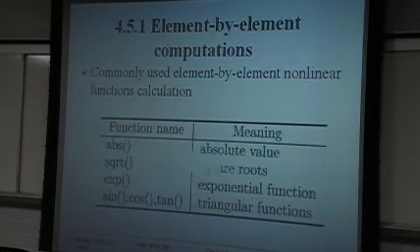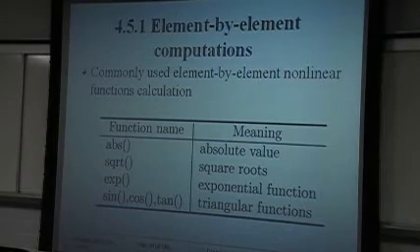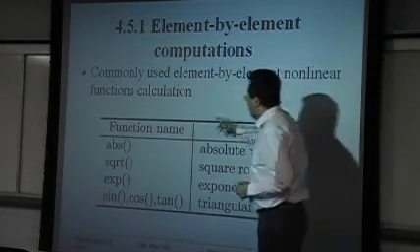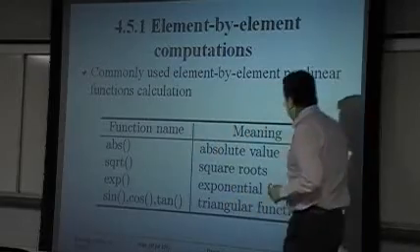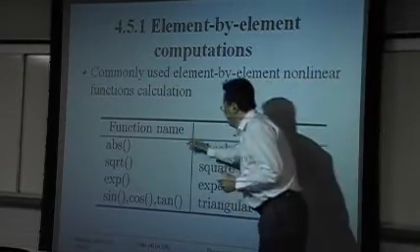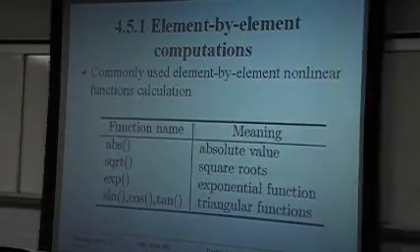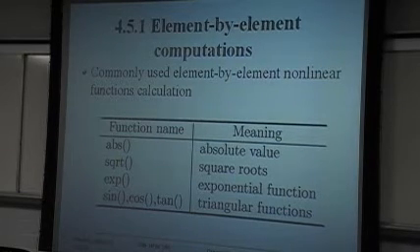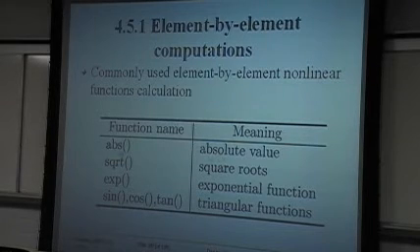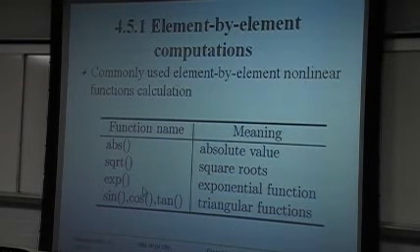The other part is matrix functions. For element by element computation, we normally have functions like these, and we have many others. I'm not displaying all of them; you can check the Matlab commands. There are the absolute value of all the elements in the vector or matrix, square root, exponential, sine, cosine, tangent, and others such as inh or something like this.